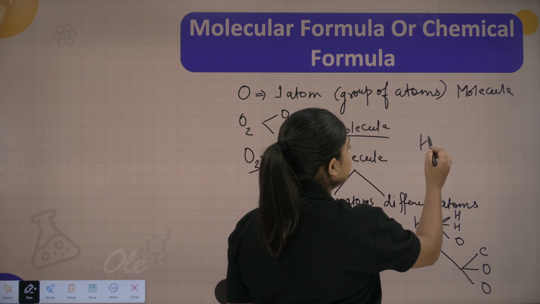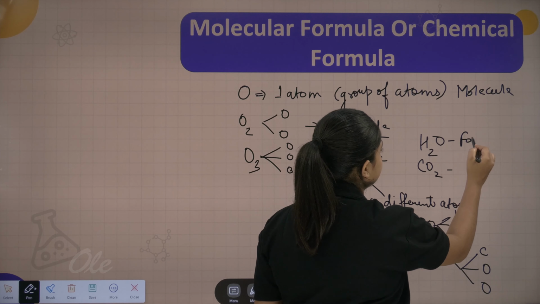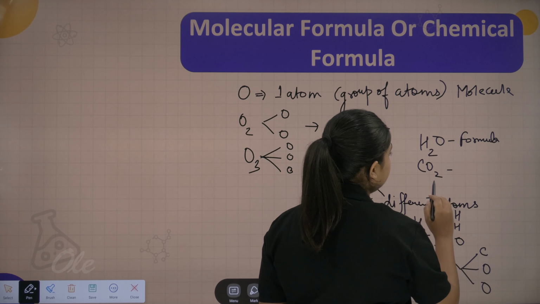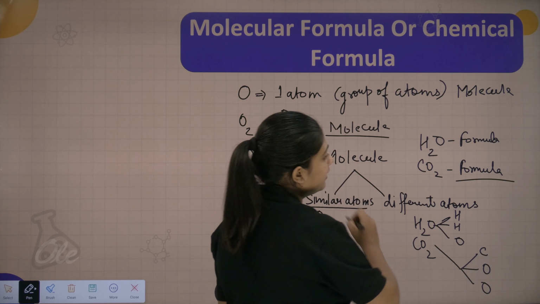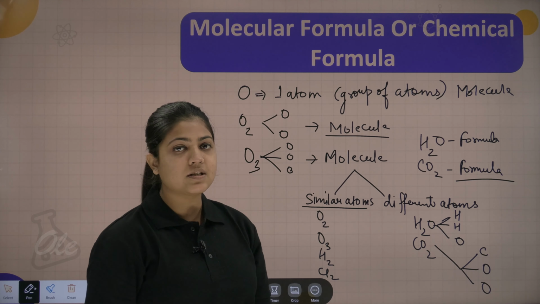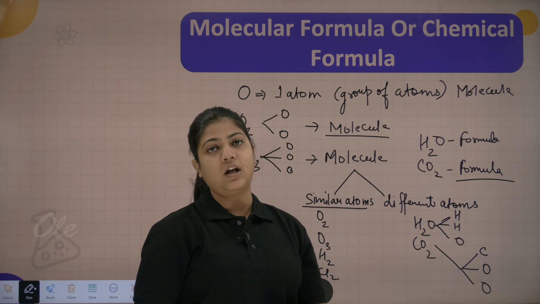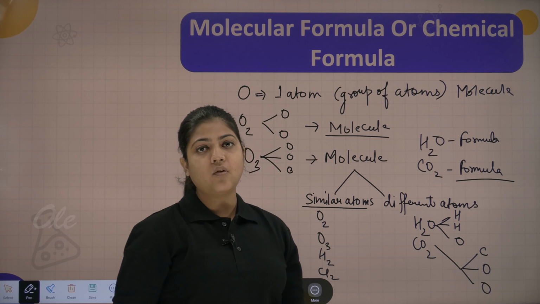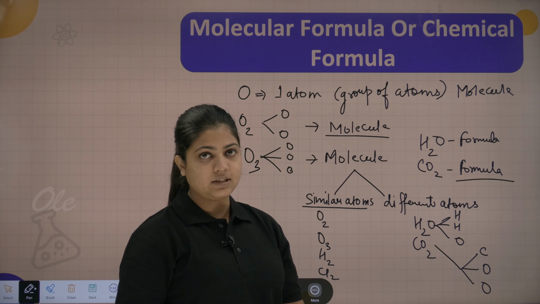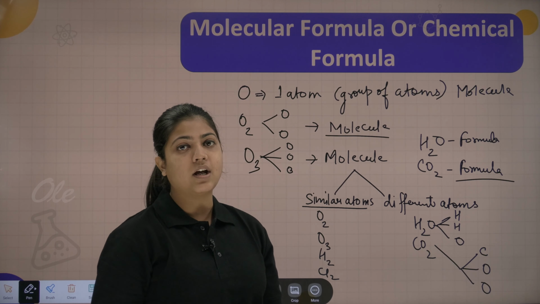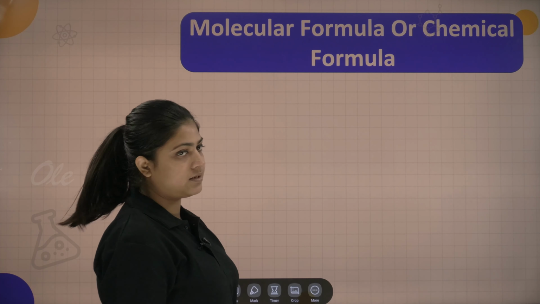Also, if I am writing this as H2O and CO2, this is called the formula also. This is the formula of water, you know, and this is the formula of carbon dioxide. So in today's session, we are going to discuss how we got to know that H2O is the formula for water and how we got to know that CO2 is the formula for carbon dioxide. Not only these, we will discuss other formulas as well. So let us get started with this particular concept.